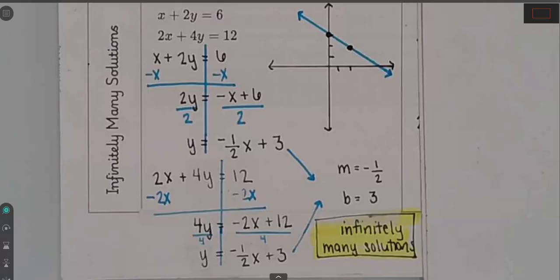I like elimination the best. But you should know how to do them all, though. Yeah. Because I think substitution is longer than elimination.